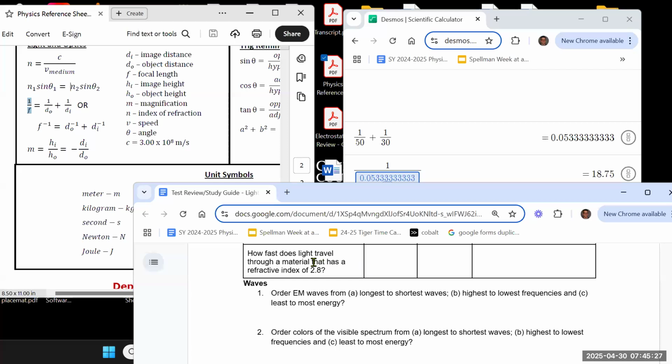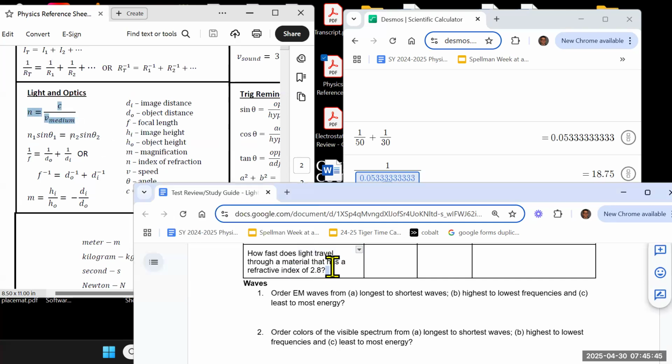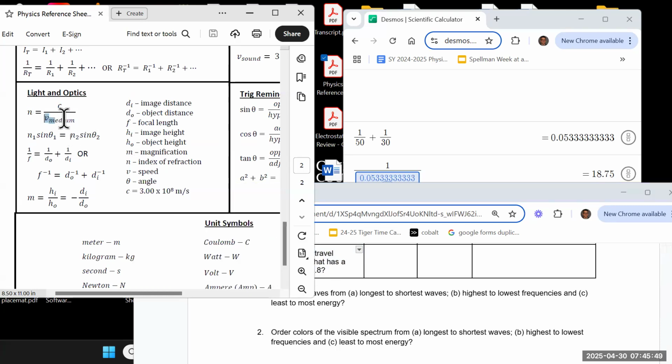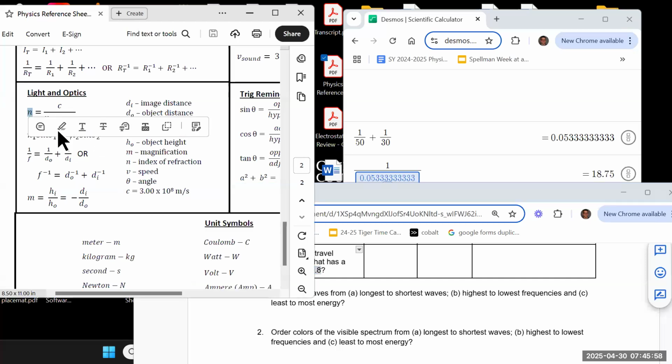All right, last one. It says how fast does light travel through a material that has a refractive index of 2.8. All right, so it gives us a refractive index of 2.8, and it's asking about light traveling through something. So we're going to go back to use this first formula, except in this case, we're not solving for n. It says how fast does light travel, all right? And so how fast light travels is solving for the v. Again, we know c is always 3, and we know n, which is 2.8.